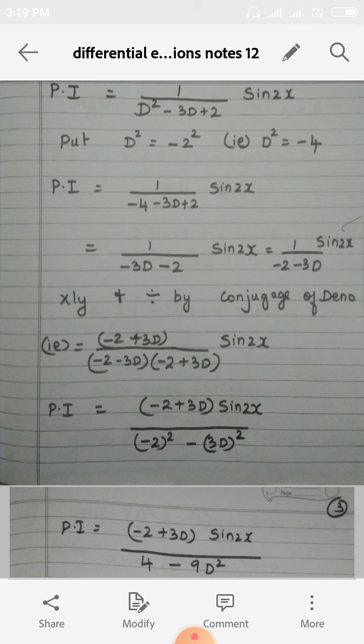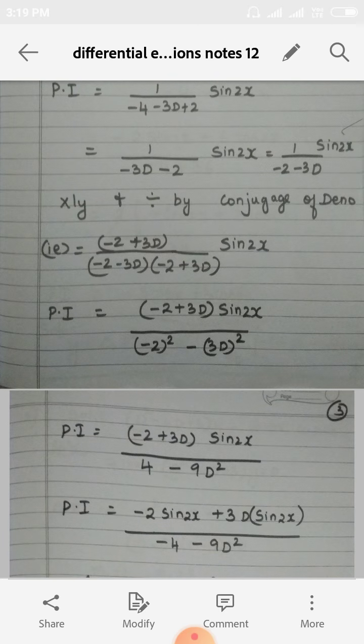So minus 2 minus 3d, conjugate is minus 2 plus 3d. So multiply and divide it, we get the term. So next, minus 2 plus 3d into sine 2x divided by, see the denominator is in the form of a plus b into a minus b. That is nothing but a square minus b square. That is minus 2 the whole square minus 3d the whole square.